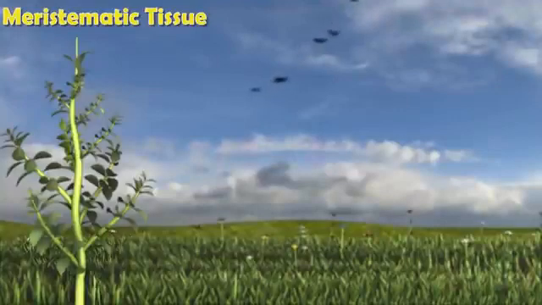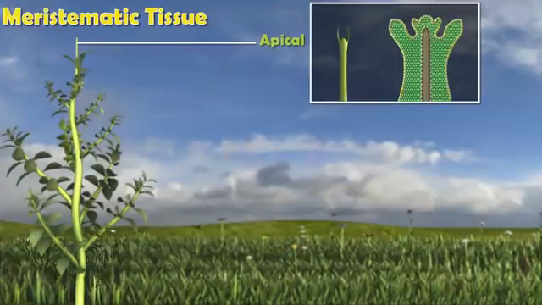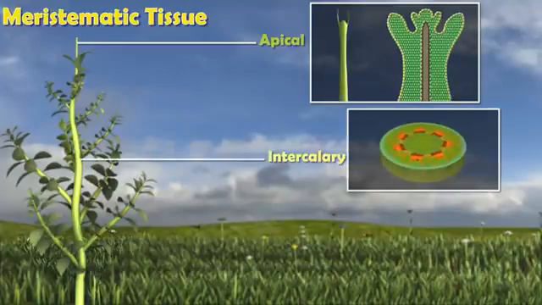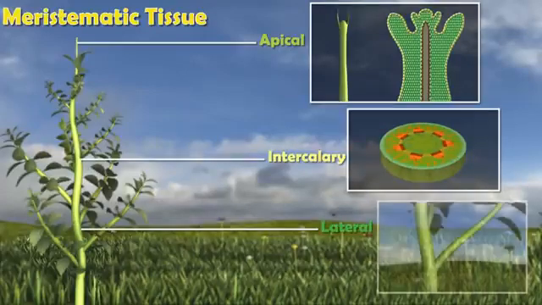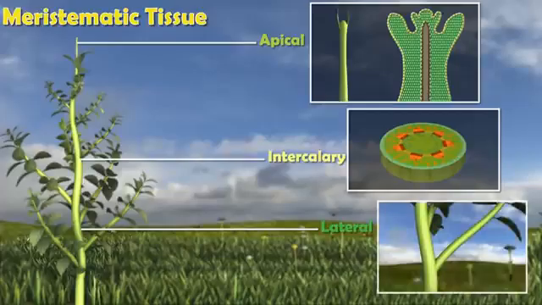According to their location, there are three types of meristems. Apical meristem is present at the root and the shoot apex and is responsible for plant height. Intercalary meristem is present at the base of leaves and nodes. Lateral meristem is present on the sides of the stem and increases the girth of the stem.